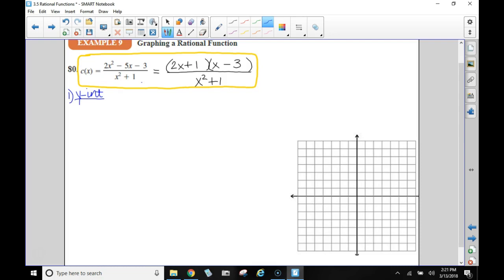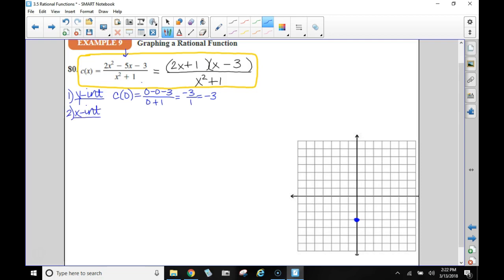the y-intercept is going to be the value where x is equal to 0. So evaluate c at 0. I kind of like to do that in this form here because we've got the term 2 times 0 squared, which is 0, minus 5 times 0, which is 0, and then that's a minus 3 all over 0 squared plus 1. So you can see we've got a negative 3 over a positive 1, which is negative 3. All right, we got a y-intercept at 0, negative 3. There it is.